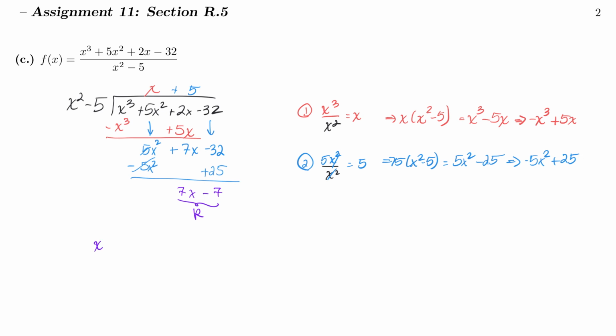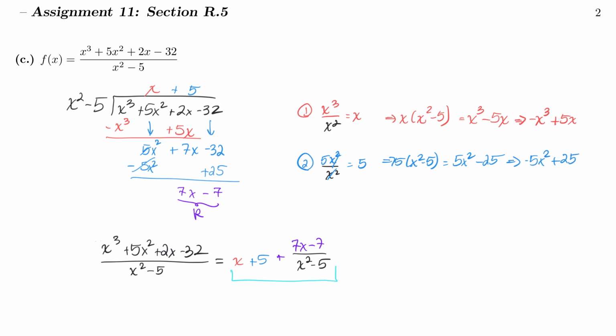So we would say then that x cubed plus 5x squared plus 2x minus 32 divided by x squared minus 5 is the same as x plus 5, plus our remainder, which is 7x minus 7 over our x squared minus 5. Now, if we wanted to, we can make that 7 times the quantity x minus 1. And that's just a little extra step that we don't necessarily need to take, but we could. But this is where we would end up as our quotient.